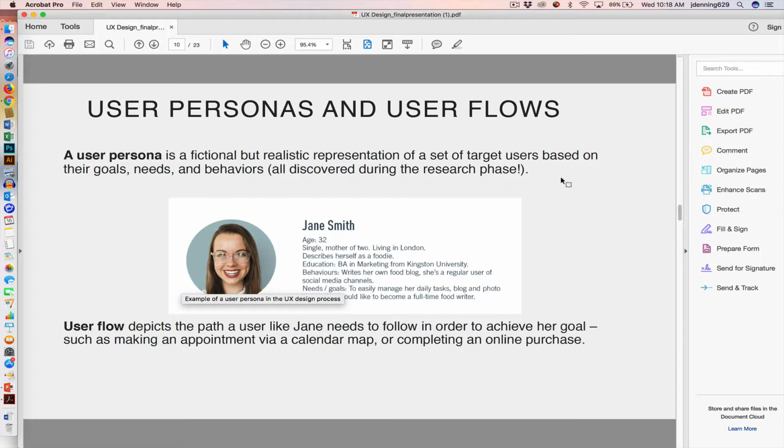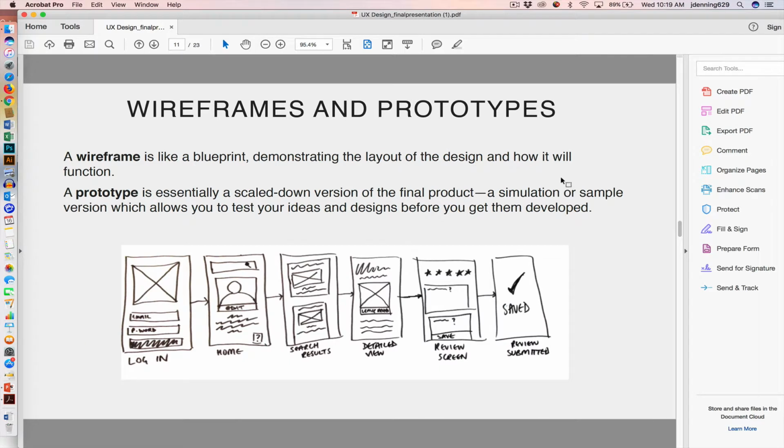So user flow depicts the path of a user like Jane. First we have to figure out who the user is, and creating a persona helps us do that. And then we need to figure out how we can help our persona, in this case Jane, achieve her goal, such as making an appointment via calendar map or completing an online purchase. One way we do that is with wireframes and prototypes. A wireframe is kind of like a blueprint. It demonstrates the layout of the design and how it will function. And a prototype is essentially a scaled down version of the final product, a simulation or sample version, which allows you to test your ideas and designs before you get them developed.